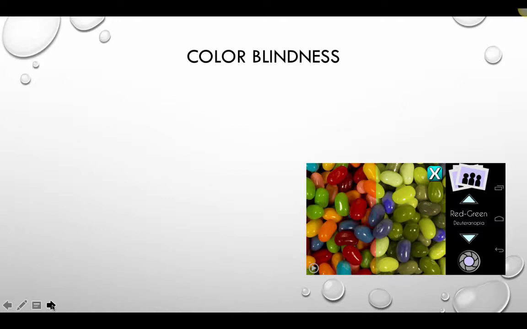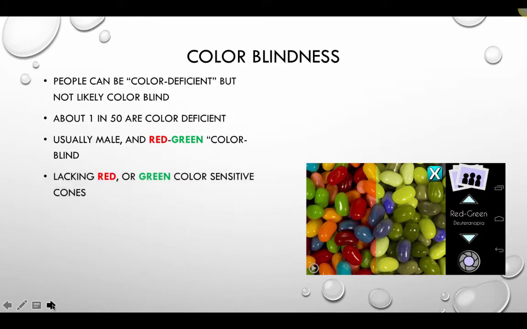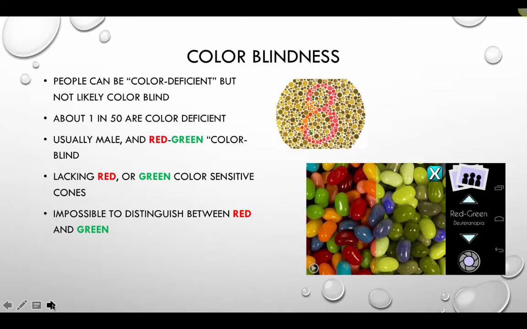What about color blindness? What about the inability to see color? Does that really exist? Well, people can be color deficient, but they're not likely color blind, which means they have limited color vision. About 1 in 50 people are color deficient, and they tend to be male, and they tend to be red-green colorblind, which means they're lacking either red or green color sensitive cones, or could be both. And it's impossible, or virtually impossible, for them to distinguish between reds and greens because they're going to look the same.